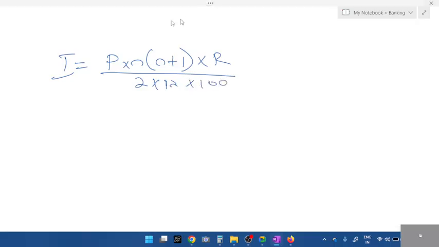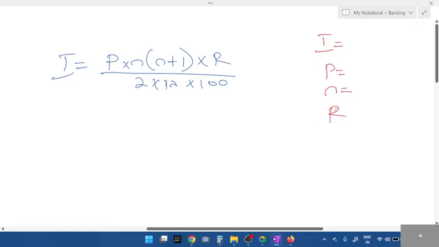What are the different variables we have here? Can you tell me the different variables? Alphabets: I is 1, next, P, N, and R. So what are the different types of questions? And one more is maturity value. In maturity value, what are the different formulas we have? P, N, I, it is repeated, right? I, P, N, R is repeated.